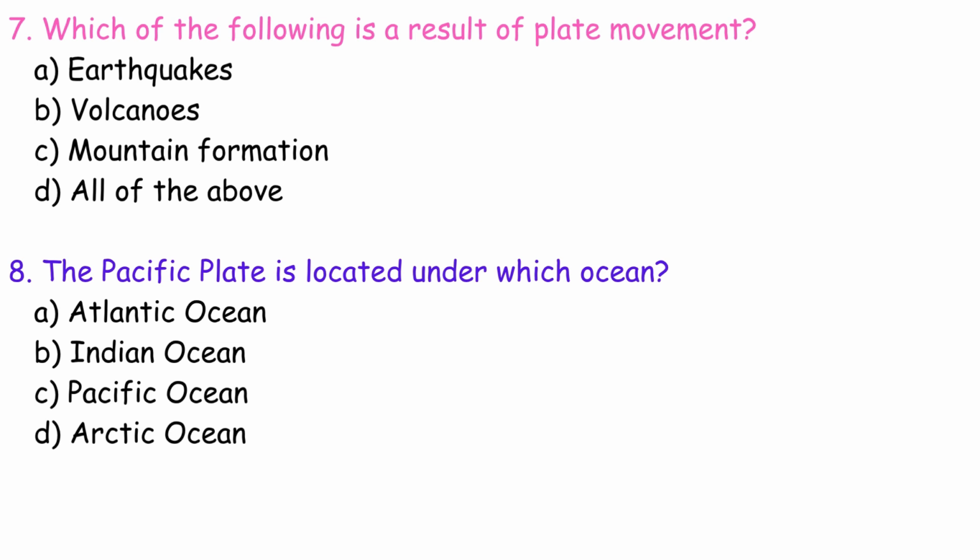7. Which of the following is a result of plate movement? A. Earthquakes. B. Volcanoes. C. Mountain formation. D. All of the above. 8. The Pacific plate is located under which ocean? A. Atlantic Ocean. B. Indian Ocean. C. Pacific Ocean. D. Arctic Ocean.